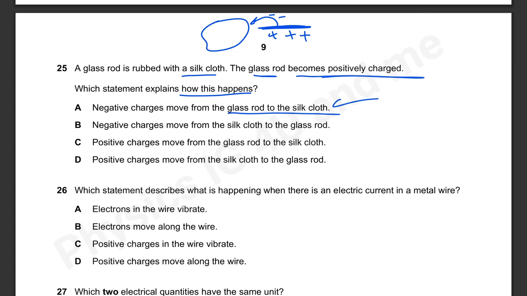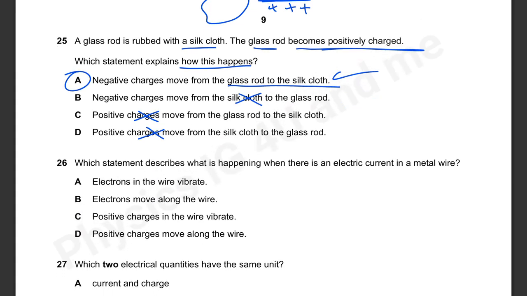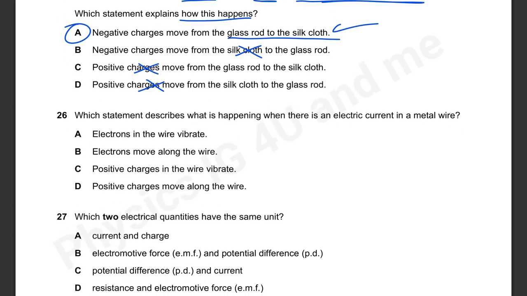Let's check B, negative charge move from the silk cloth. No, this is wrong. In C, they say positive charge move. No, wrong. Positive never move. Also D, wrong. So it's option A. Okay, so only electrons move. Question 26.